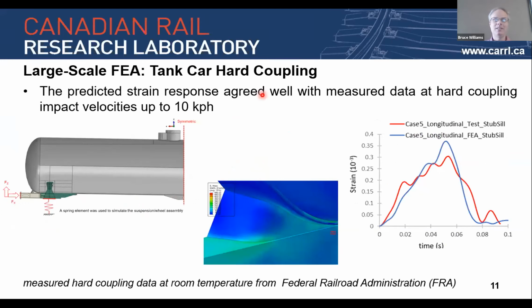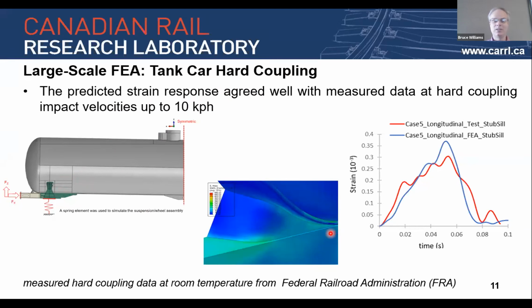The next step is, now that we have confidence in our material model, we can model the full-scale, large-scale FEA. In this case, we're modeling a tank car hard coupling event at speeds up to 10 kilometers per hour. So not as fast as maybe a full-scale crash, but it is an impact event. We're particularly interested in the hard coupling where the sill and the subsill attach to the tank car, and so that's where we're analyzing the strains in this region down here.